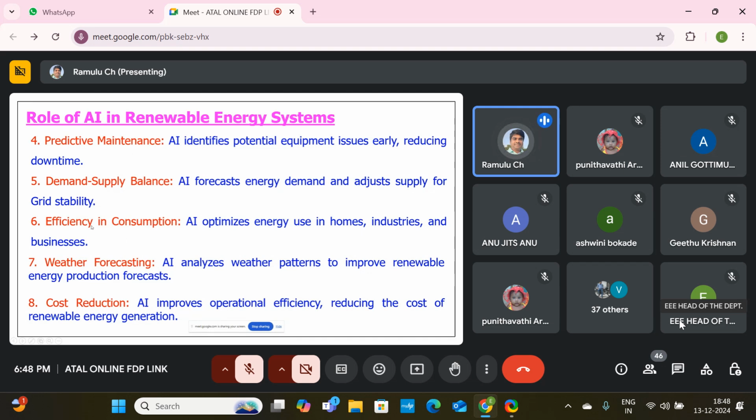Okay, fine. Now coming to the sixth point, efficiency in consumption. AI optimizes energy use in homes, industries, and businesses. How is it going to optimize? Suppose in one particular area you do not require power or the lighting system. With the help of AI, we keep sensors; if the sensors sense that no one is there and no power is required, then it automatically turns off.